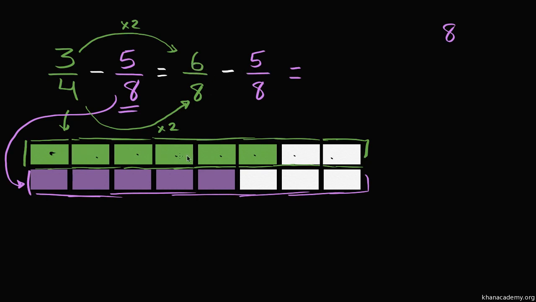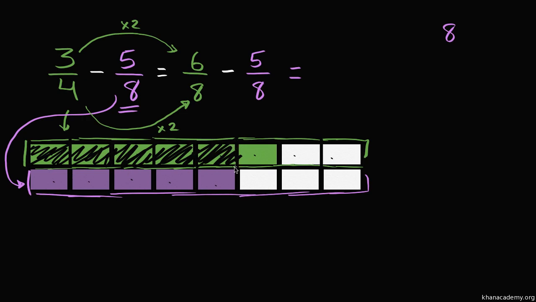We have 6/8, and we want to take away 5 of the eighths. So we have 6/8, and we want to take away 1, 2, 3, 4, 5 of them. And those 5 of them correspond to these purple 5 right over here. We're taking these away. So if you're just looking at the green, we started with 6/8. We're taking away 1, 2, 3, 4, 5 of them. And you can see that corresponds to the 5/8 down here.